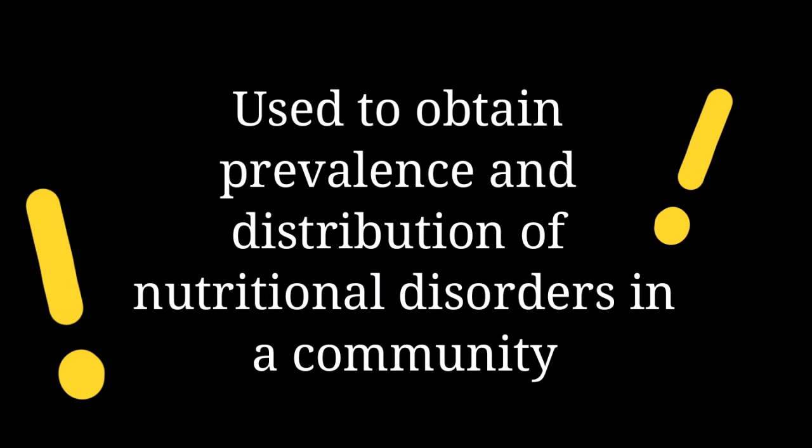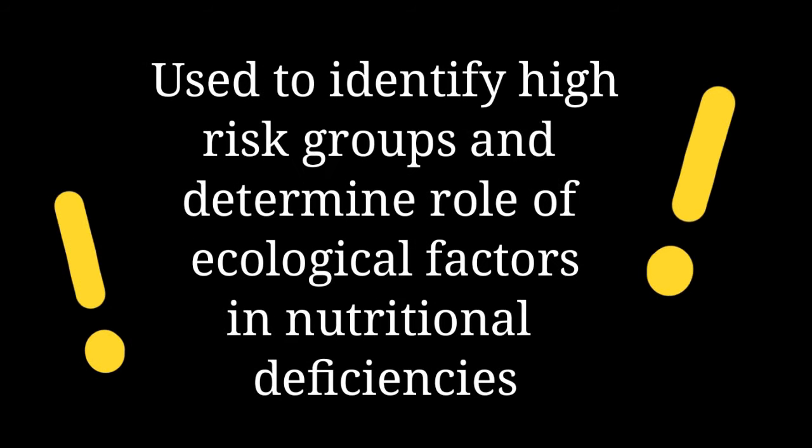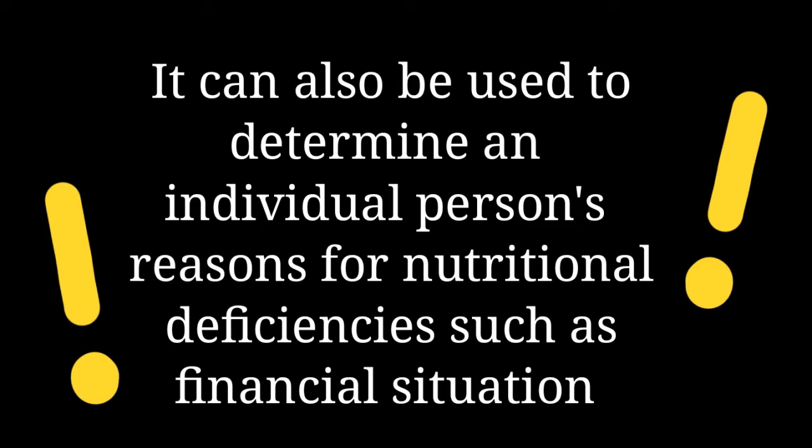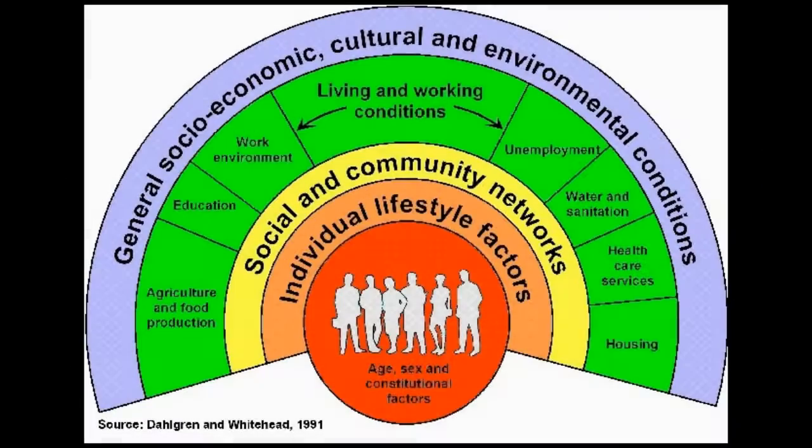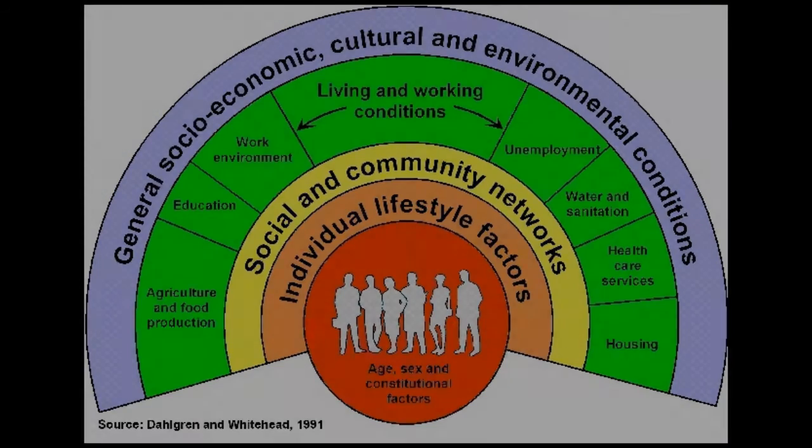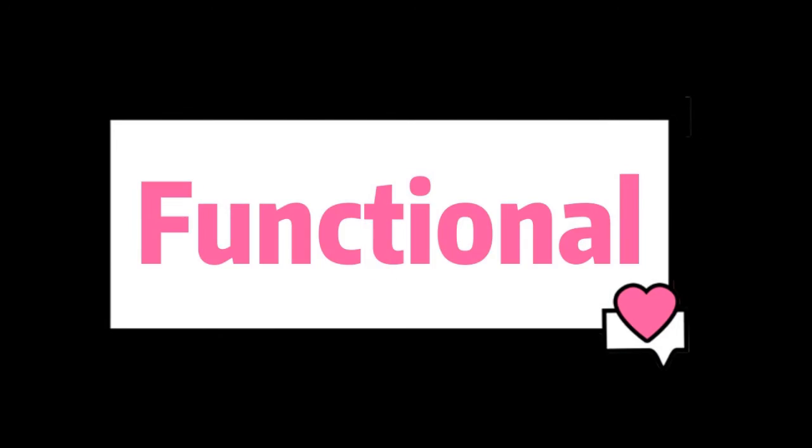The next letter is E for ecological assessment. This is done to obtain information about the prevalence and geographic distribution of nutritional disorders within a community or a specified population group. It can also be used to identify high-risk groups and to assess the role of different community factors in nutritional deficiency. When assessing an individual person, ecological assessment can also be used to find out possible reasons for this person's nutritional status. For example, if the person has a negative nutritional status, we could look into possible financial reasons, family situations, or even area of residence.